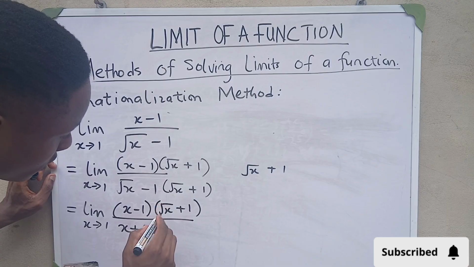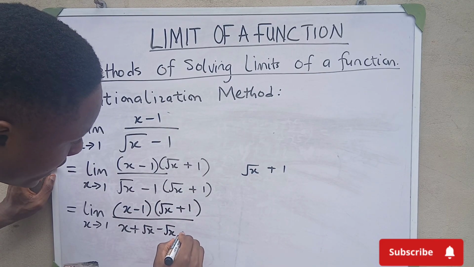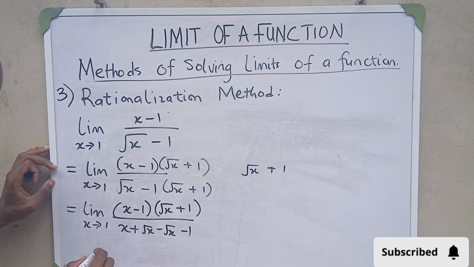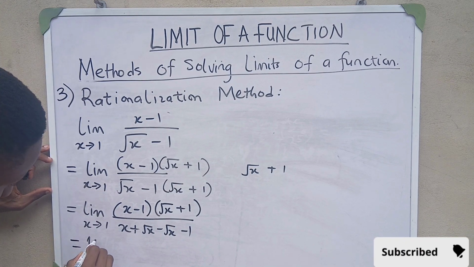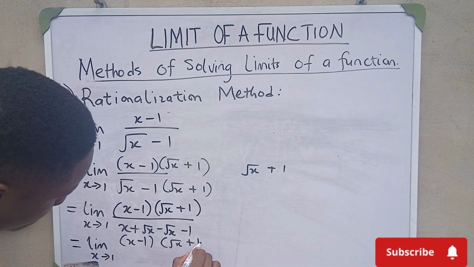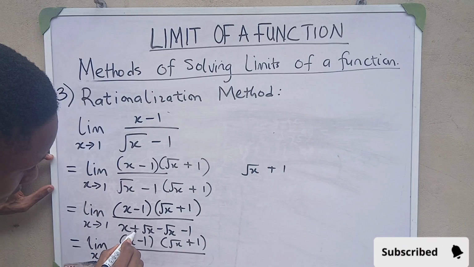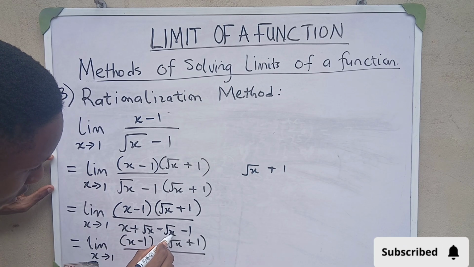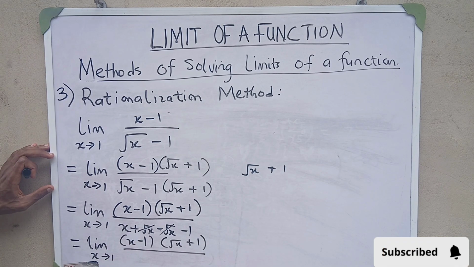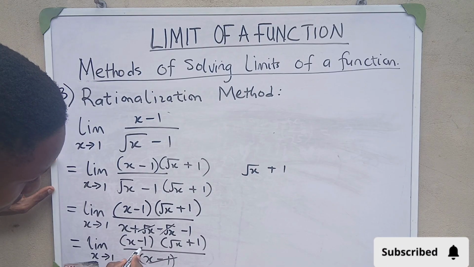Minus 1 times square root of x, we have minus square root of x. Minus 1 times 1, we have minus 1. So it's going to be the limit of x approaching 1, x minus 1, square root of x plus 1, all over. Now square root of x minus square root of x is going to cancel out. So we'll have x minus 1. Now this will cancel this.